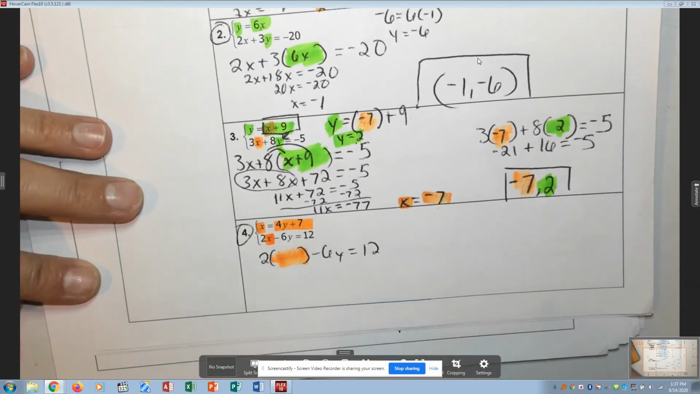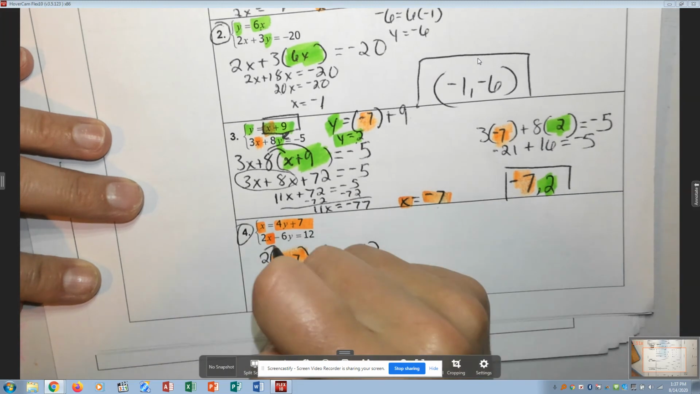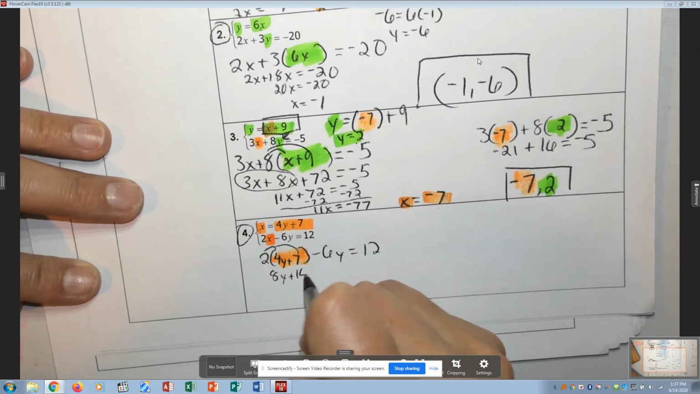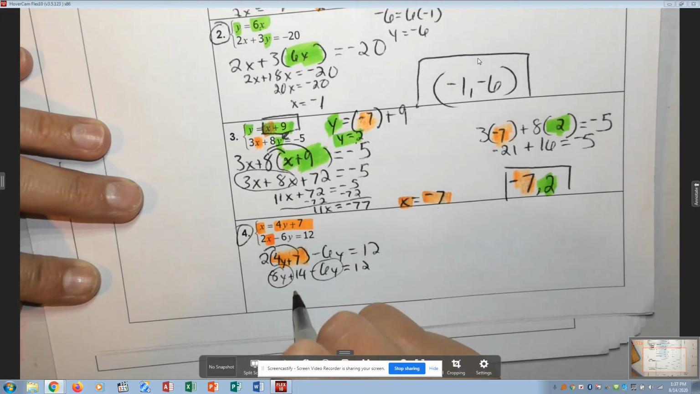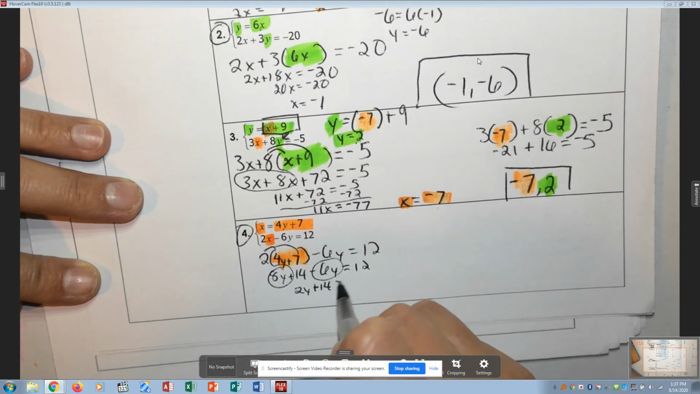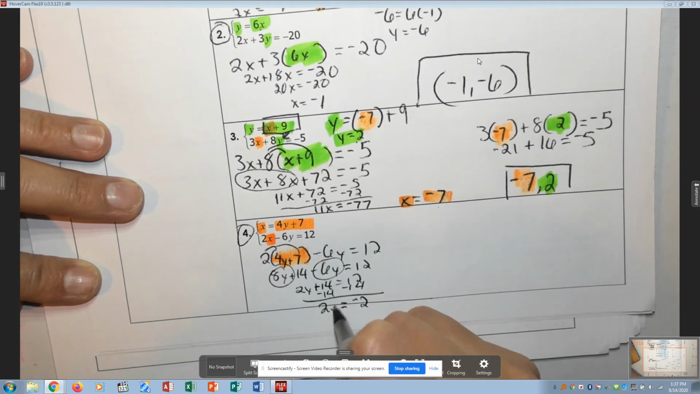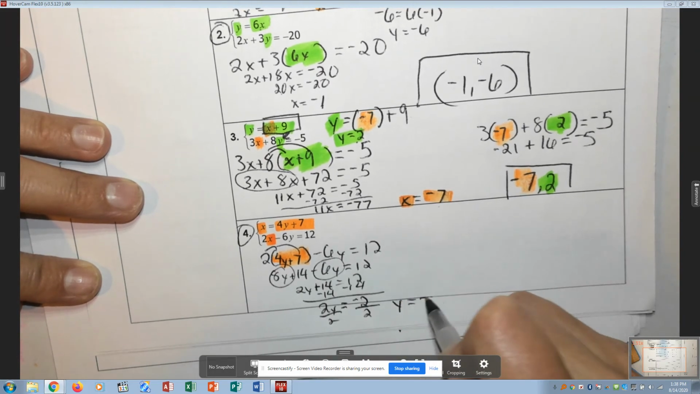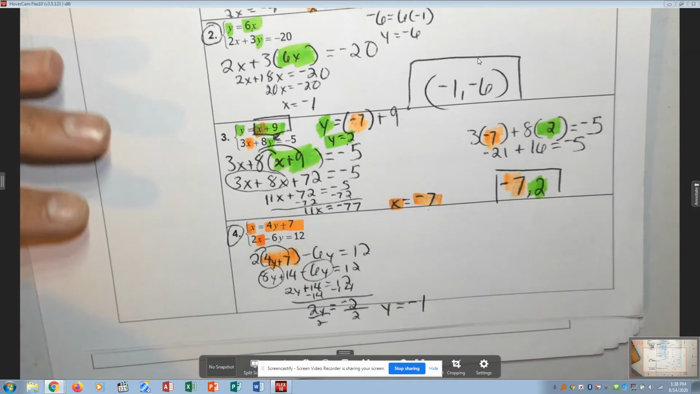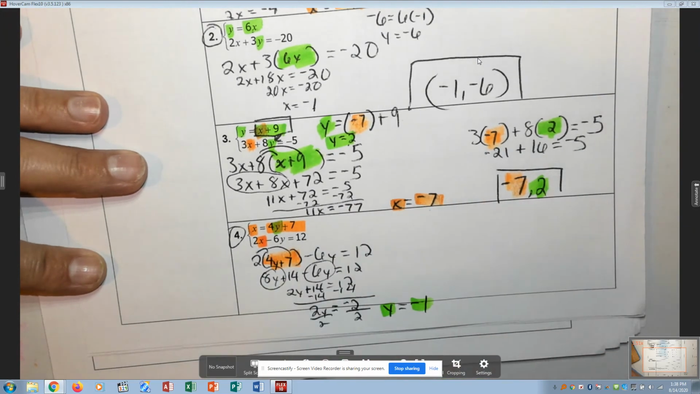Okay, this one, this expression, 4y plus 7, distribute, 8y plus 14 minus 6y equals 12. Combine like terms, I get 2y plus 14 equals 12. Subtract 14, I get negative 2 equals 2y. And so y is equal to negative 1. So if y is equal to negative 1 here, I want to plug it into an equation where I do the least amount of work. I think it's going to be right there.